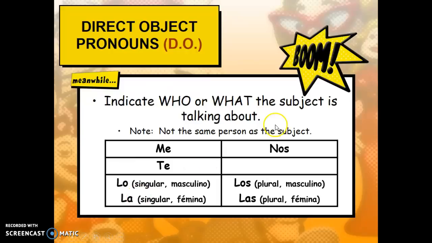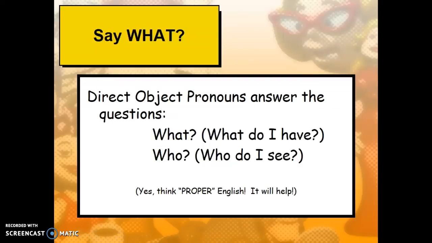Here were your direct object pronouns. Me, te, lo for masculine singular, la for feminine singular, nos, and then los for masculine plural, and las for feminine plural. It answers the question who or what. For example, direct object pronouns answer the questions what, like what do I have, or who do I see? Think proper English, it will help.